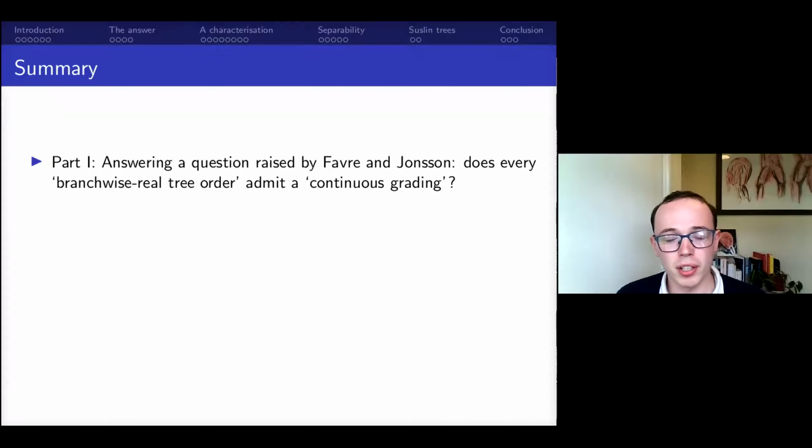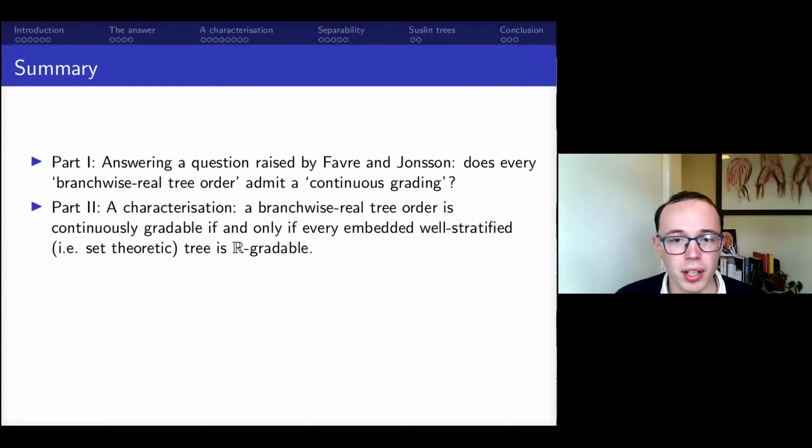In the first part, I'm going to ask and answer a question raised by Favre and Jonsson in 2004 concerning what I'm going to be calling branchwise-real tree orders, which are related to the underlying orders of R-trees. And the question is, does every branchwise-real tree order admit a continuous grading?